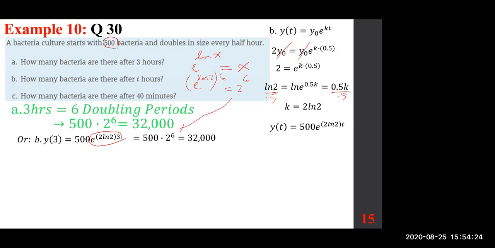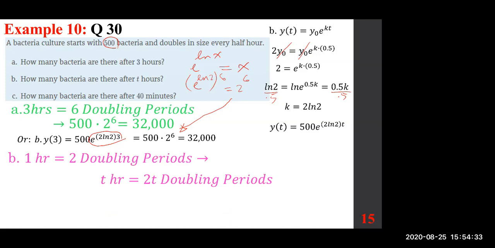This is basic algebra, okay, class? I hope you're comfortable with that. And you get to the same answer, okay? If I were to approach B differently, again, the basic idea without knowing the exponential format that was discussed, you can say 1 hour is 2 doubling periods, t hours is 2t doubling periods, and you can say y is 500 times 2 to the power of 2t, and that works.